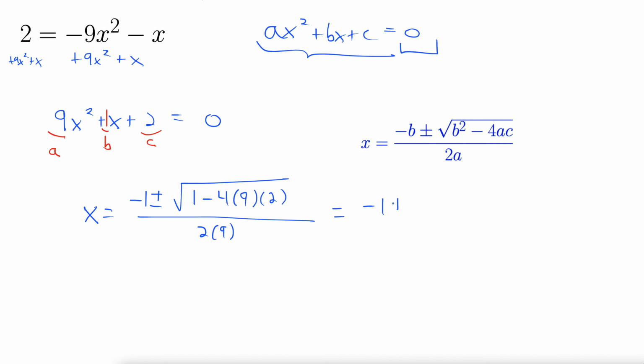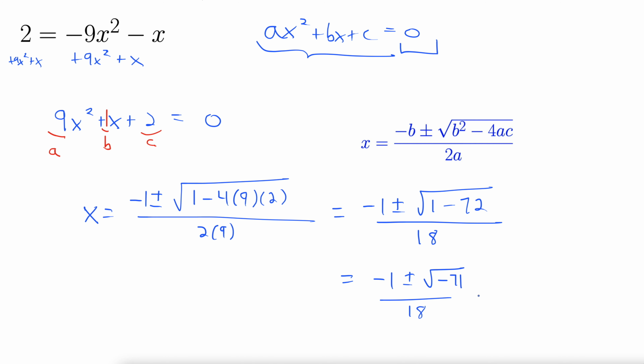Let's see, negative 1 plus or minus the square root of 1 minus, well, let's see, 4 times 9 is 36, times 2 is 72. So 1 minus 72 all over 18. So that gives us negative 1 plus or minus the square root of negative 71, there we go, over 18. Well, this negative inside the radical is going to come out as an i.